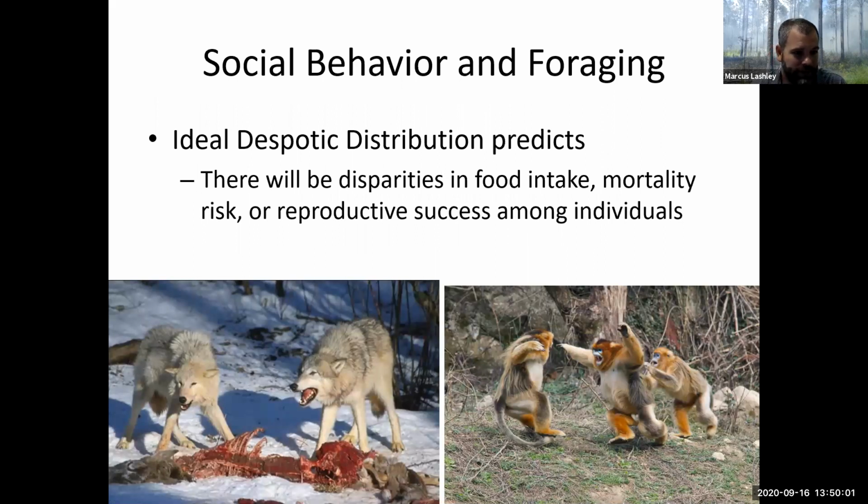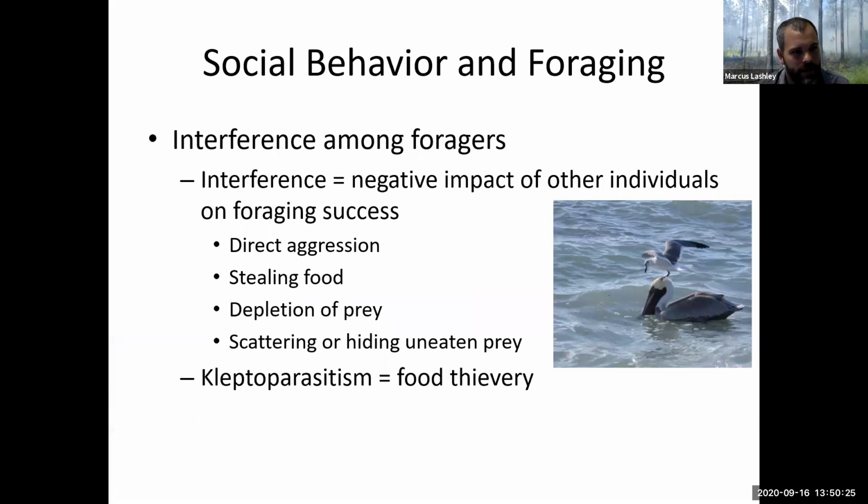So basically, one of the predictions about this kind of distribution is that there will be disparities in food intake, and the ones that are most dominant will fare best, and then others will not. They may have a higher mortality risk or less reproductive success or whatever, because they have suboptimal habitat and a higher density often. Another thing that happens pretty commonly is interference, where you have even individuals within a species or multiple species competing for the same food, and that can drive patterns that don't fit that ideal distribution very well.